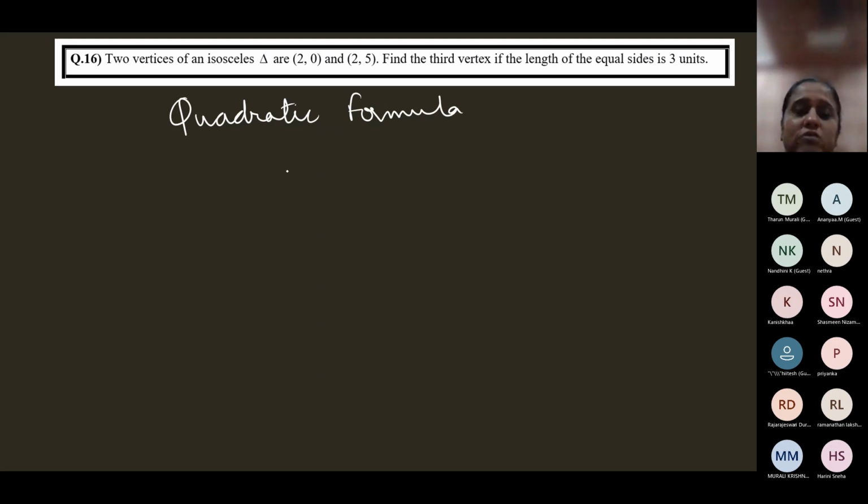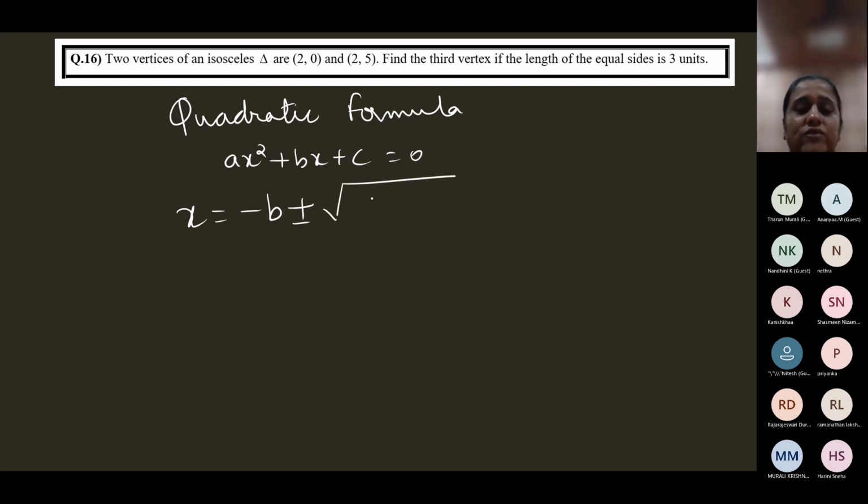So what's the standard form of a quadratic equation? ax² + bx + c = 0 is the standard form of a quadratic equation in one variable x. Okay, so now the solutions, that is the values of x: x is equal to minus b plus or minus the square root of b² minus 4ac, divided by 2a.